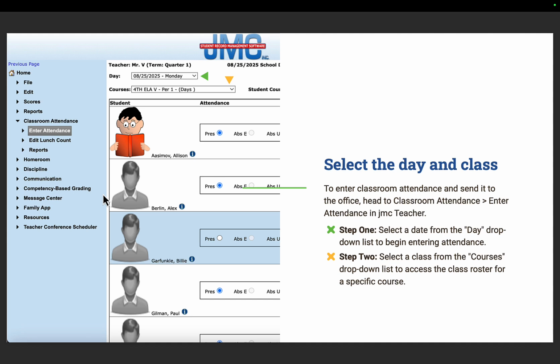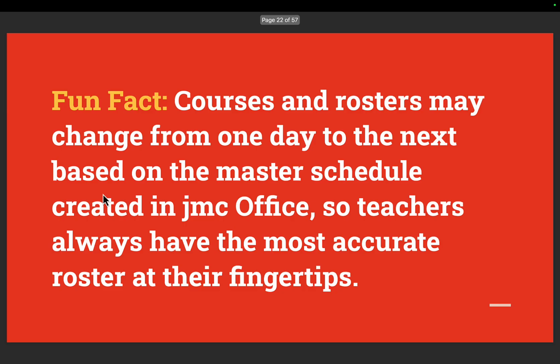Head to Classroom Attendance, enter attendance in JMC Teacher. Step 1, select a date from the day drop-down list to begin entering attendance. Step 2, select a class from the courses drop-down list to access the class roster for a specific course.